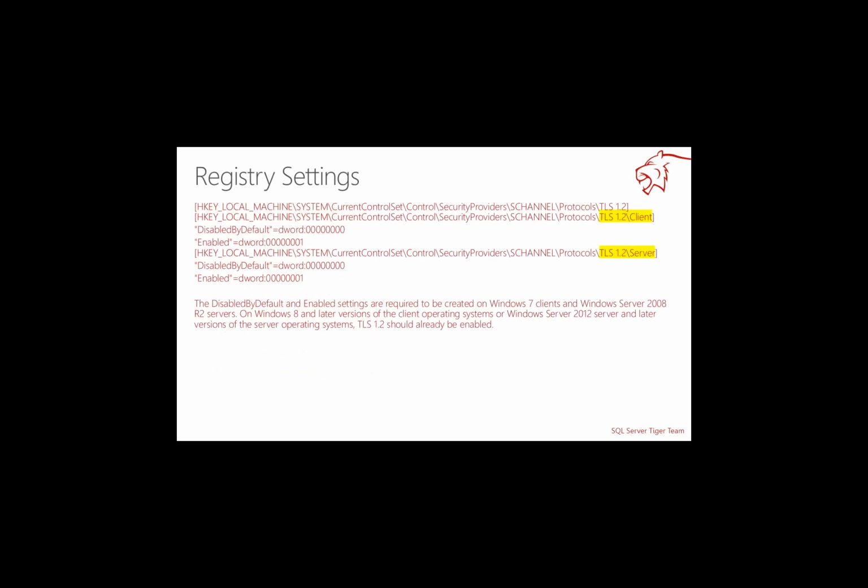Robert, is there any follow-up question for that particular topic? Yes, there is. Jeremy Davison asked, with these registry keys, I had to completely remove the disabled by default key for both the client and server for TLS 1.2 to work for SSRS. Is there a reason for this? Server was 2012 R2.